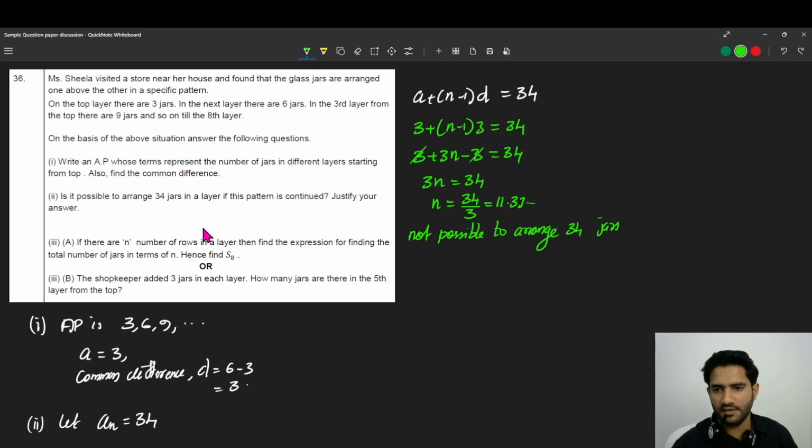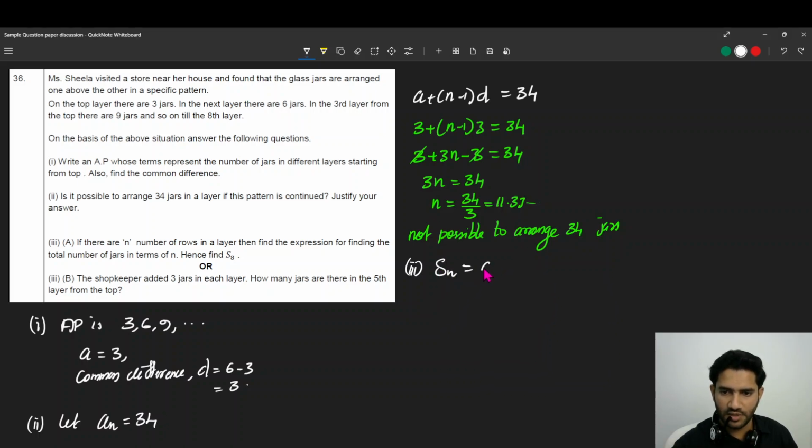Jars in a layer in this pattern. Then third one: if there are n number of rows in a layer, find the expression for finding the total number of jars in terms of n. Hence find S8. So for the third one, first of all we need to find Sn.